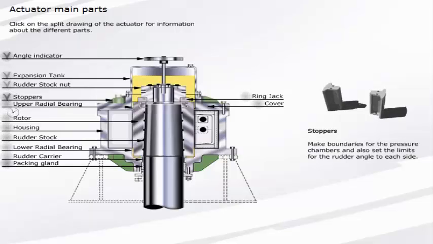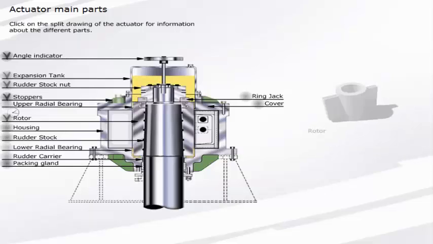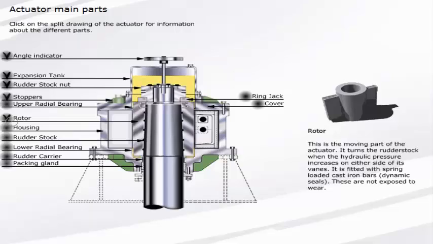Rotor. This is the moving part of the actuator. It turns the rudder stock when the hydraulic pressure increases on either side of its vanes. It is fitted with spring-loaded cast iron bars. These are not exposed to wear.